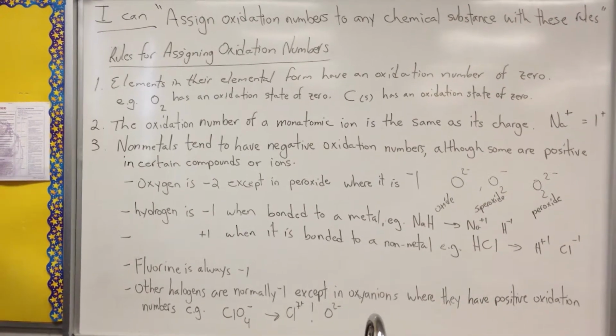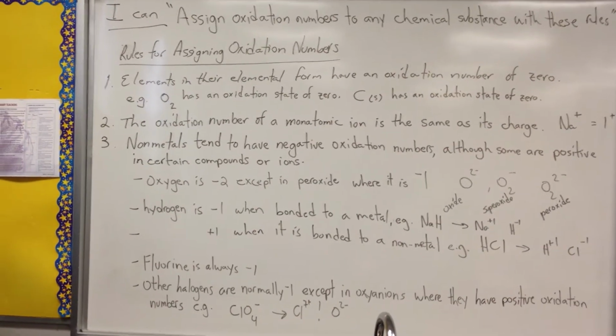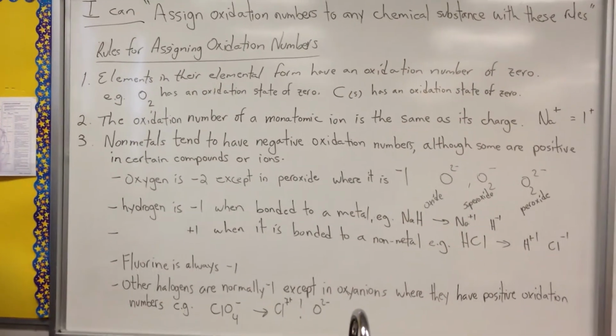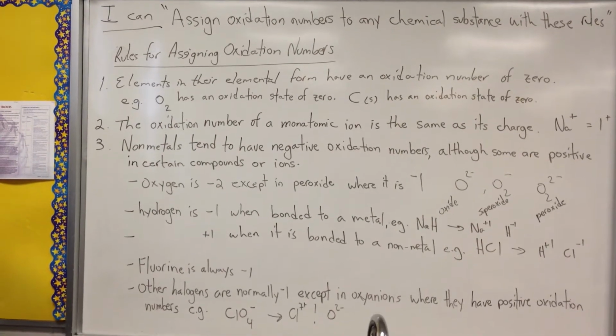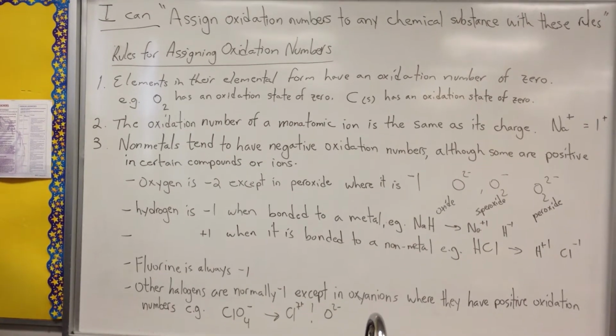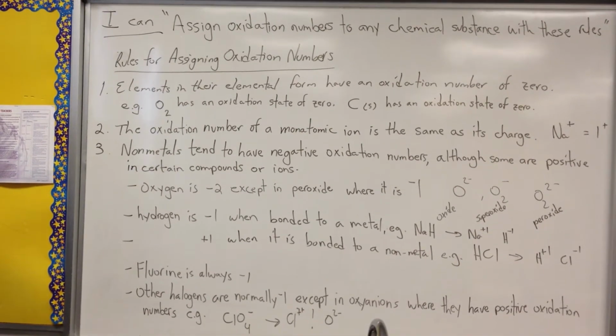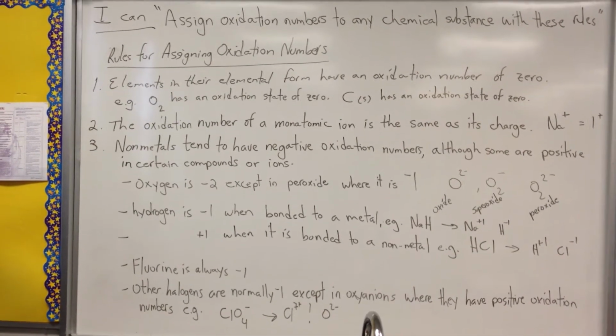The first rule is that elements in their elemental form have an oxidation number of 0. So elemental oxygen, which is diatomic, has an oxidation state of 0. Lithium in the metallic state has an oxidation state of 0. Iron in the metallic state has an oxidation state of 0, and so on.